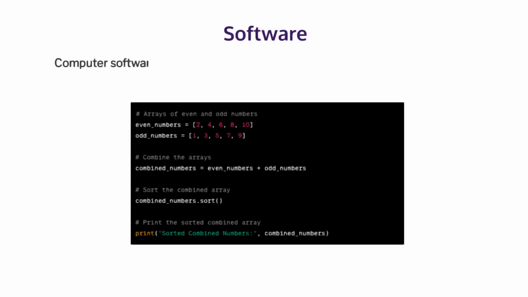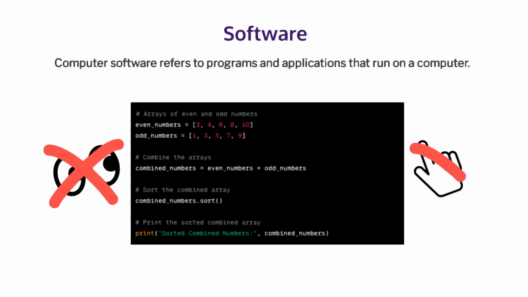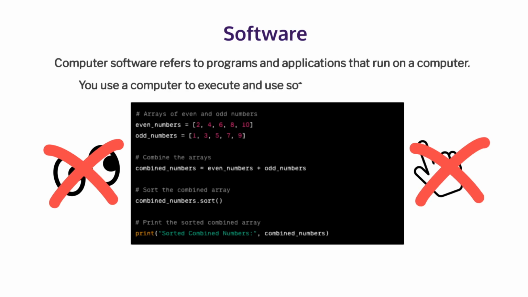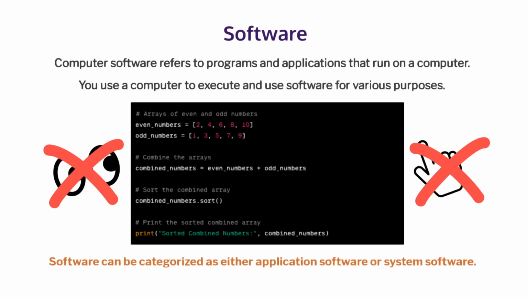Computer software refers to programs and applications that run on a computer. You cannot see or touch software. You use a computer to execute and use software for various purposes. Software can be categorized as either application software or system software.